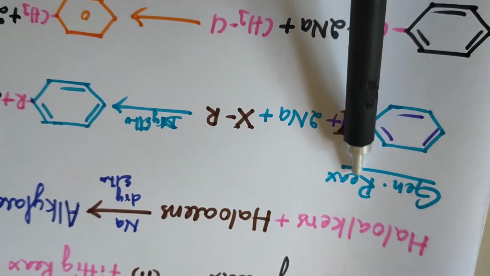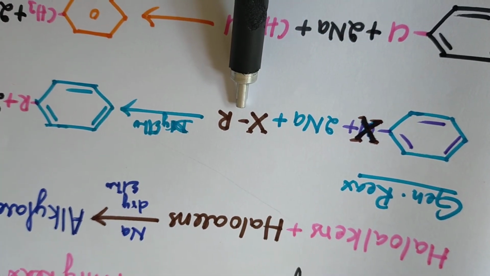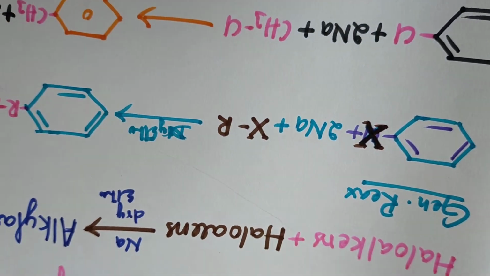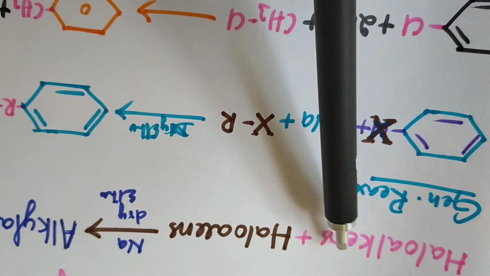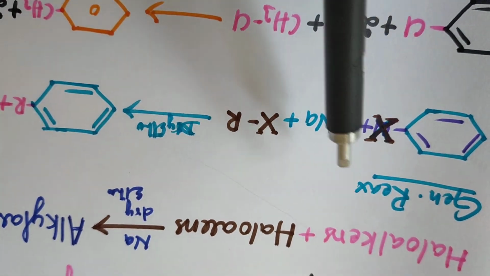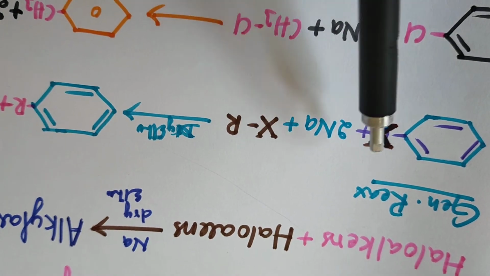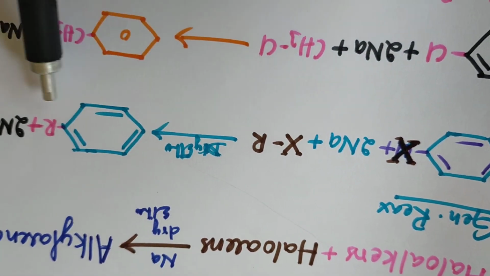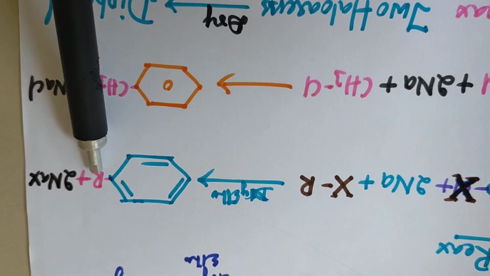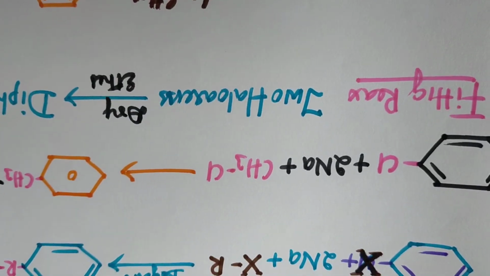Here is the general reaction. We have taken a haloarene and a haloalkane. This is haloalkane, not alkenes. The haloalkane and haloarene in the presence of dry ether form alkyl arene. So an alkyl group is going to join the benzene ring. That's called alkyl arene.